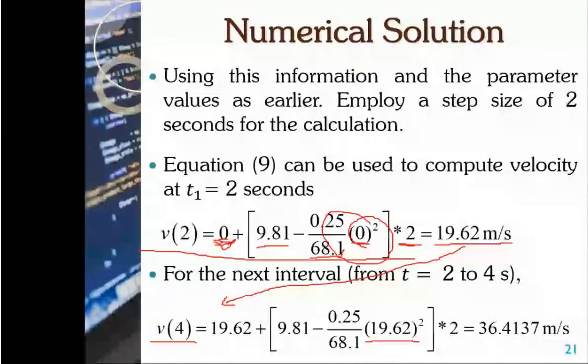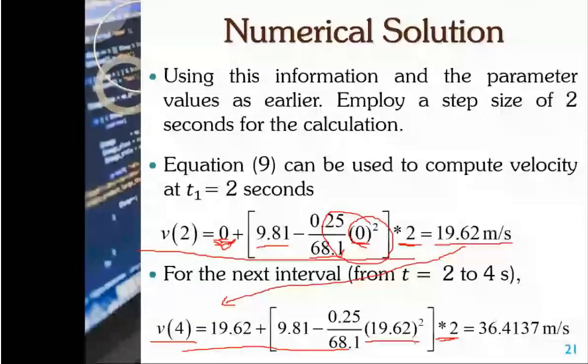So everything is carried forward. Once we move forward to the next iteration, we use the immediate past values. So this is what is happening in here. Once we go through with this, we get 36.4136. And remember, the step size also remains the same, because from 2 seconds to 4 seconds is also a 2 second time interval. So that will be the step size we use for the whole thing.